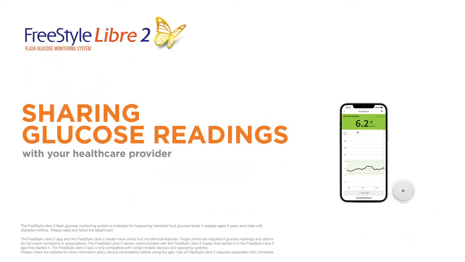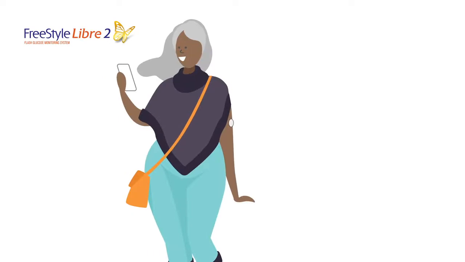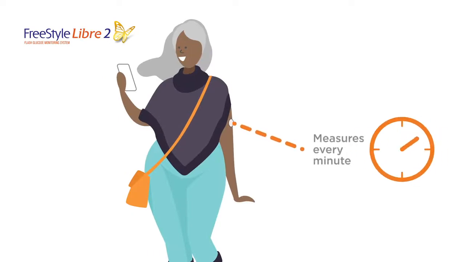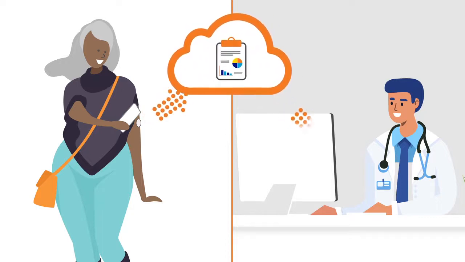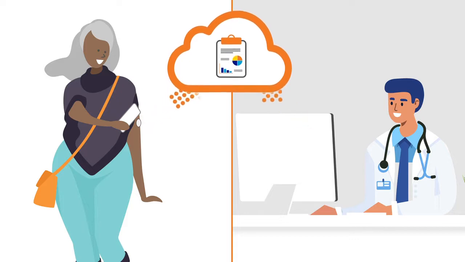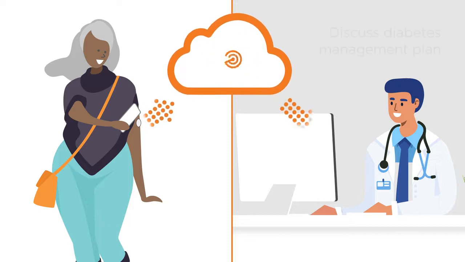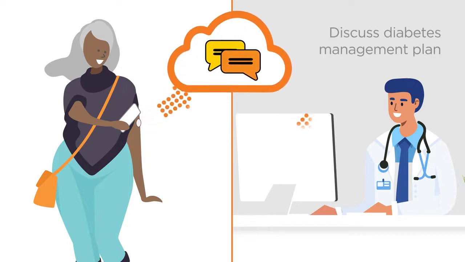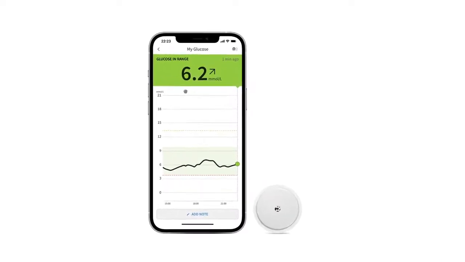In this video, we're going to show you how to connect to your healthcare provider so you can begin sharing your glucose readings. Did you know the FreeStyle Libre 2 system measures your glucose every minute? These readings provide you and your healthcare provider with valuable information. In fact, sharing glucose readings with your healthcare provider allows for easier and more productive conversations about your diabetes management. Your provider can quickly help you identify patterns and trends in your glucose levels and discuss possible changes to your diabetes management plan. And with the FreeStyle Libre 2 system, sharing glucose readings is simple and convenient.